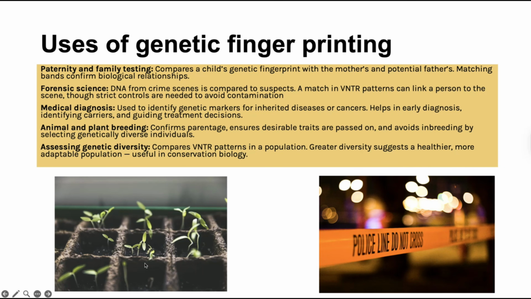So the uses of this genetic fingerprinting could be paternity testing. It could also be forensic science to identify if someone has their DNA at a crime scene, to place them at the crime scene. Medical diagnosis to see if you have particular alleles linked to inherited diseases to help with early diagnosis. Animal and plant breeding to make sure that you aren't about to breed 2 individuals that are very closely related. And also assessing genetic diversity to look at how much genetic diversity there is in a population.